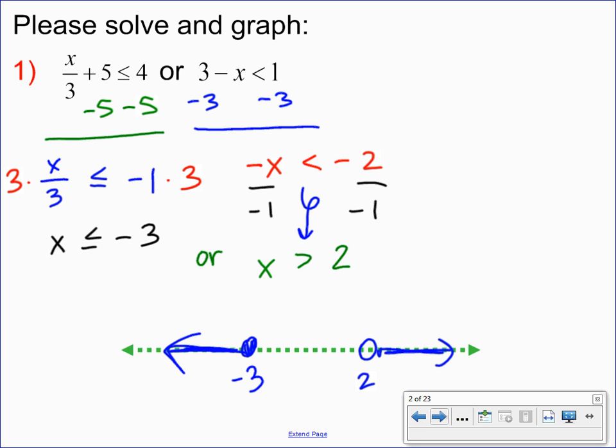Negative 2? Oh, negative 4. Negative 4, absolutely. Negative 4 is in my shaded region. Thank you. Lucas? Negative 3. Negative 3, that is a "or equal to," it's a closed circle. It is included as part of my solution set. Good. Give me a different solution.